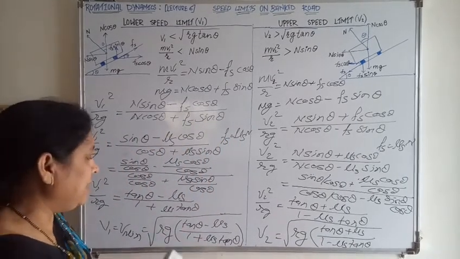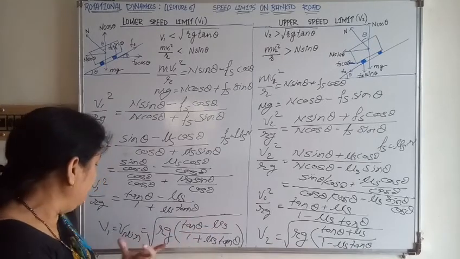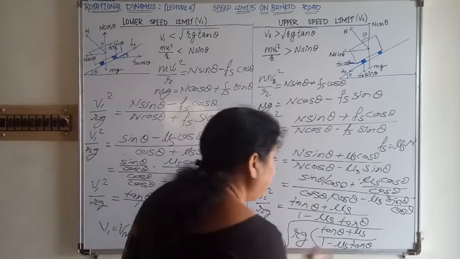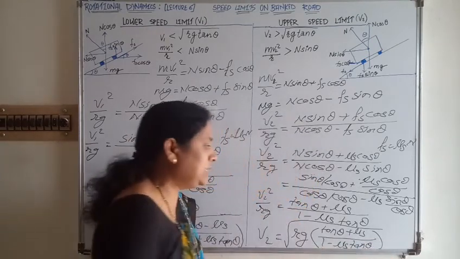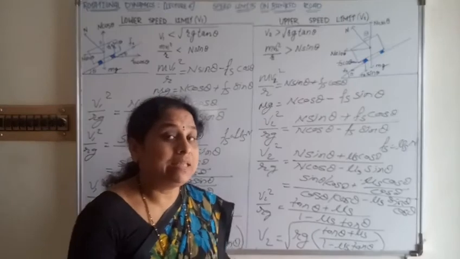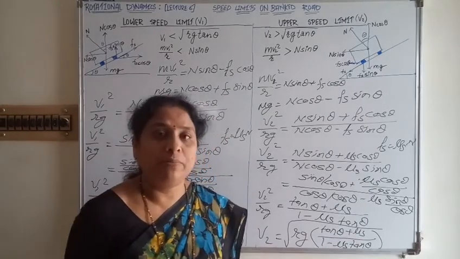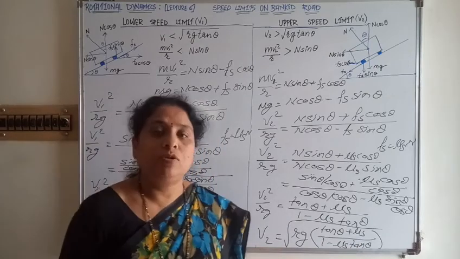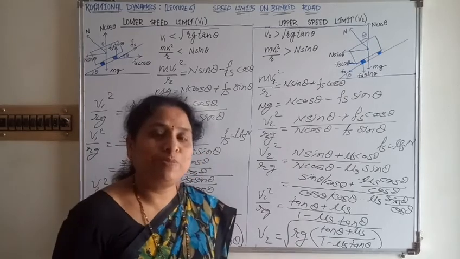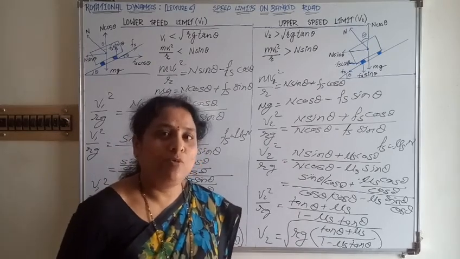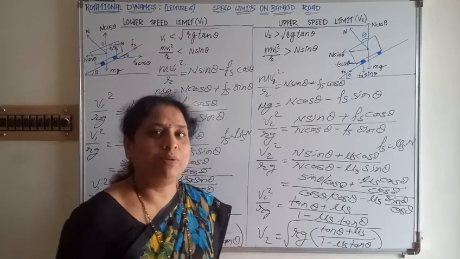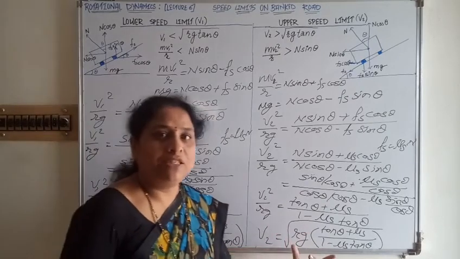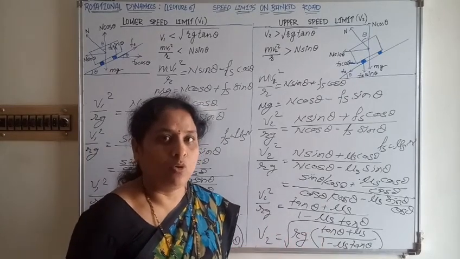So when we increase the value of theta, the value of v1 decreases and the value of v2 increases. If I put theta equal to 45 degrees, and the maximum value of mu s, the coefficient of static friction, is 1, then with mu s equal to 1 and theta equal to 45 degrees, you get the maximum speed as infinite, and you may move your vehicle with any speed along that banked road. So these are the minimum speed and maximum speed along a banked road. Thank you.